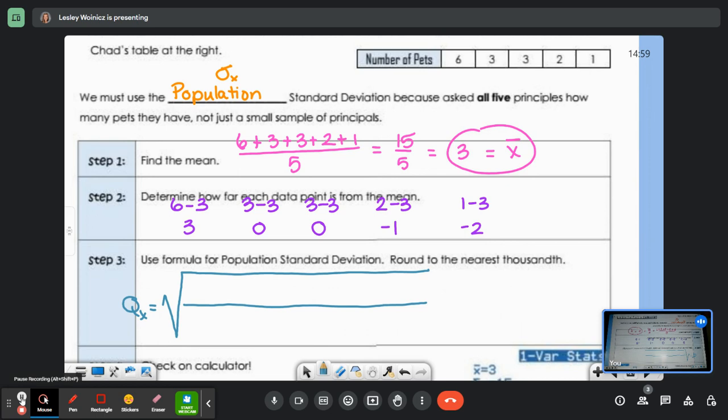So my first distance was 3. When I square a 3, do I need to put parentheses around it? No. So I can do 3 squared plus 0 squared plus another 0 squared plus, now here's where it gets tricky, because I want to square a negative 1. So I need to put parentheses around it so that I square it and it turns positive. Is that okay with everybody? Okay. So I'll have a negative 1 squared plus also a negative 2 squared.